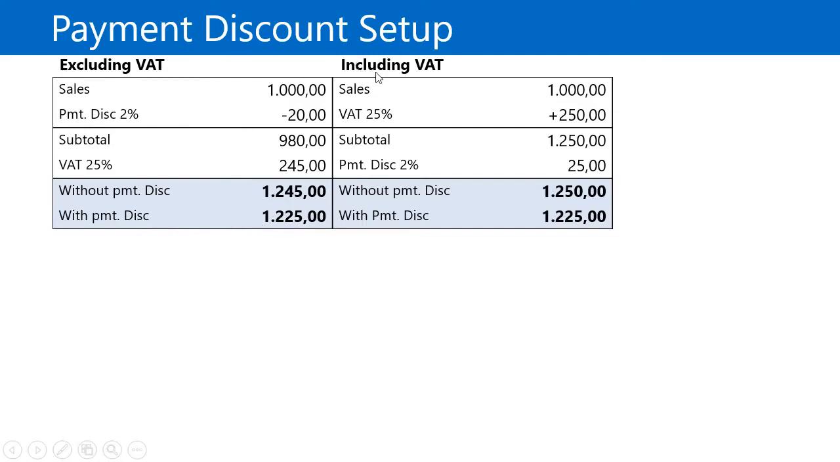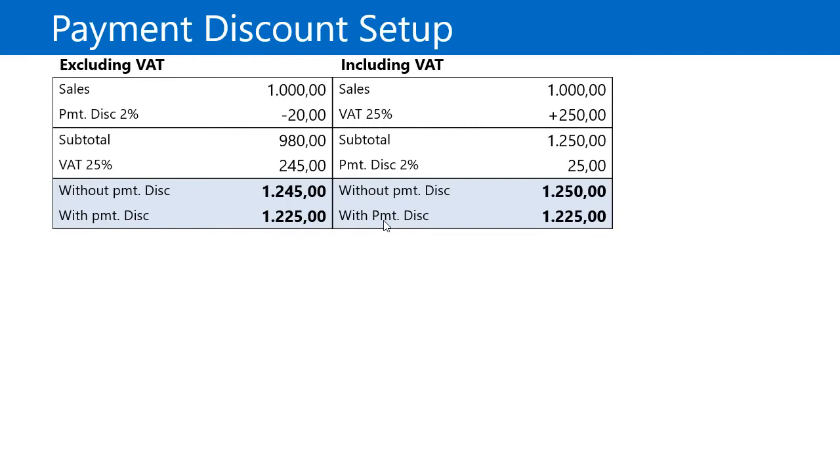Then including VAT will of course first calculate the amount including VAT, so 1,250, and then calculate the payment discount. And in this case the payment discount is 25. And this means that without the payment discount, the total amount to pay is 1,250. With the payment discount, it's 1,225. And so you see that these amounts match.